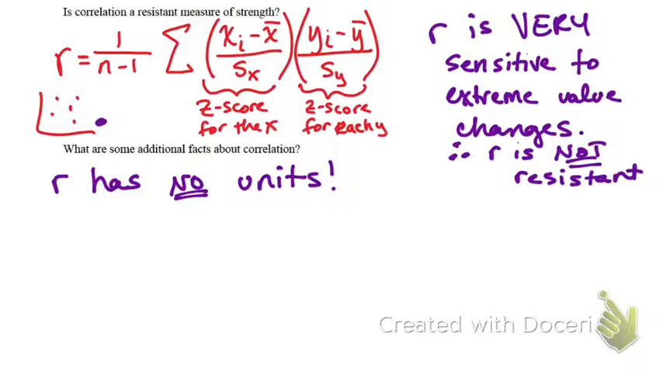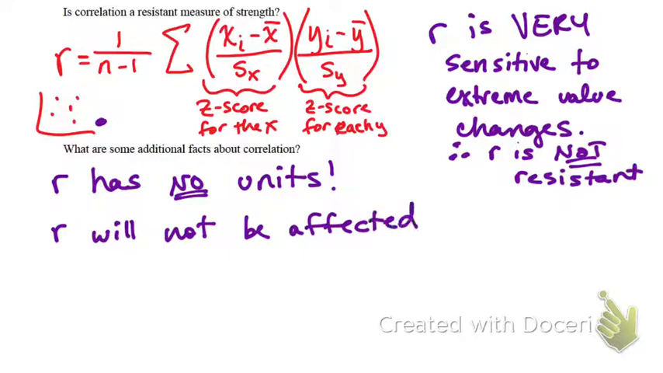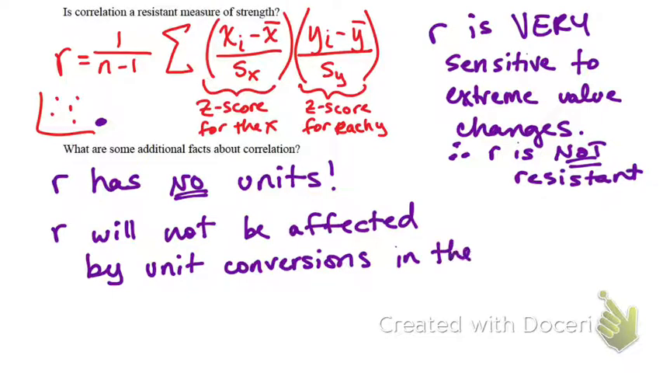Another thing about R is that R will not be affected by unit conversions in the data. That should make sense. If R standardizes everything and takes out the units, then whether I'm using inches or feet or centimeters or whatever, it doesn't matter because I'm taking all the units out. Does not matter.